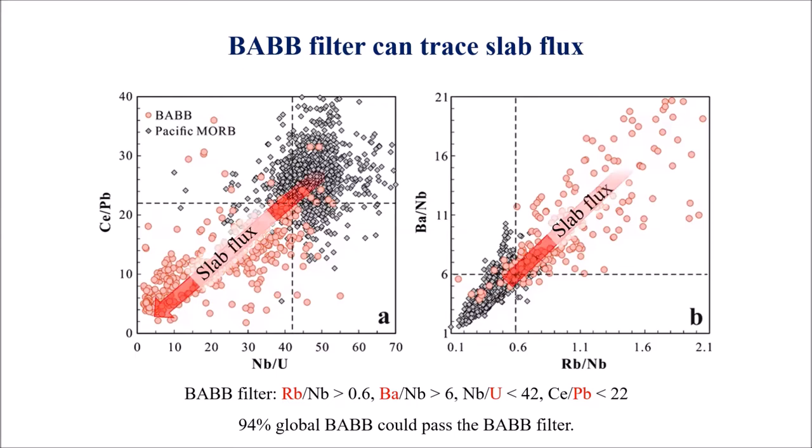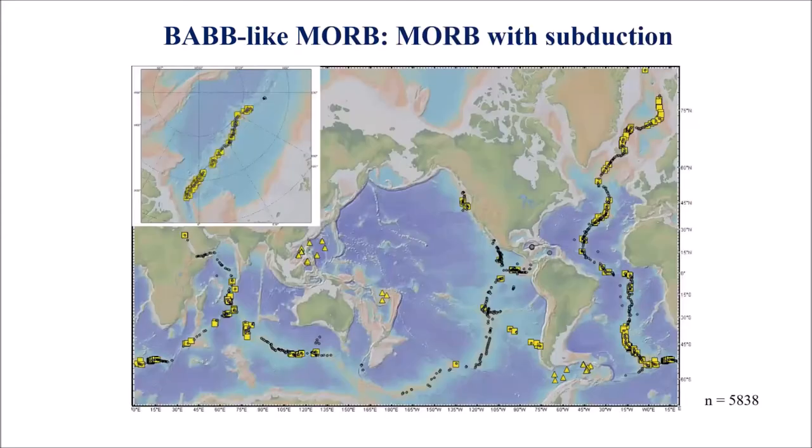We updated in this study the global database of Gale et al.'s compilation from 2013, and we added around 3,000 new literature analyses to the Gale compilation that can be used to evaluate the subduction signal on a global basis. All the data used are shown as these tiny gray dots. As you can see, they actually cover all the global oceans. All the yellow symbols are those samples that passed the BAB filter, and we call them BAB-like MORB.